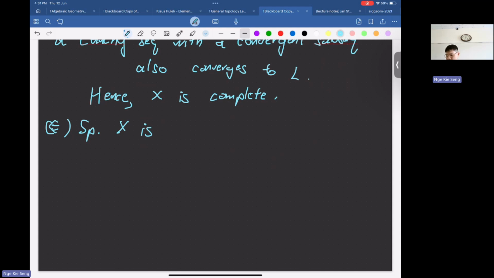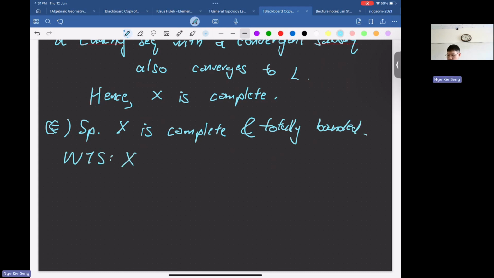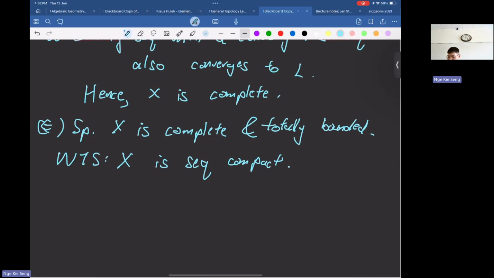Suppose X is complete and totally bounded. I want to show that X is sequentially compact. So for sequentially compact, where do you start? Start with any sequence. So just let Sn be any sequence. I want to show that there's a convergent subsequence.